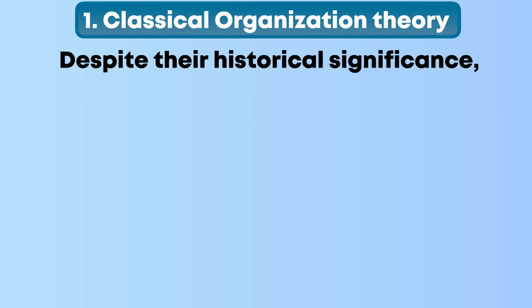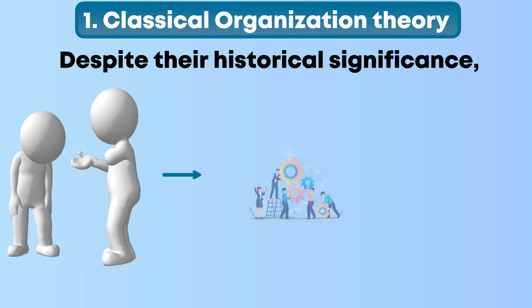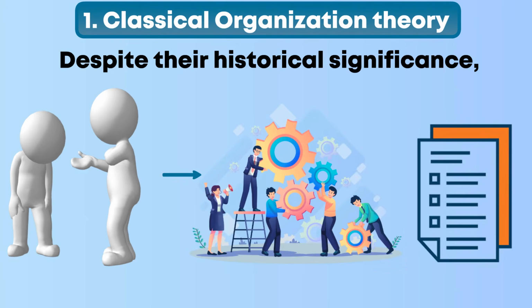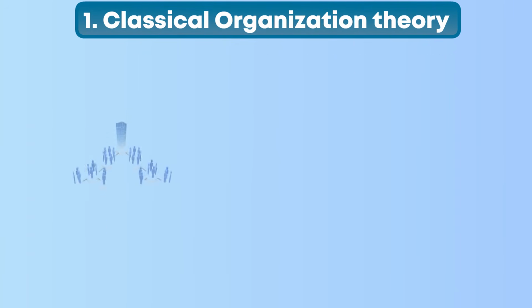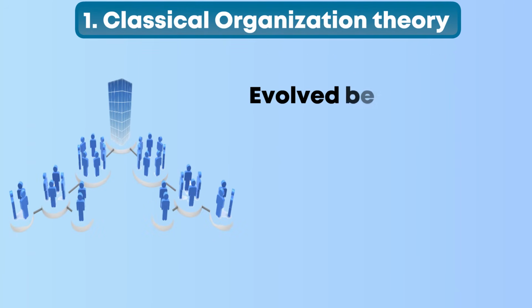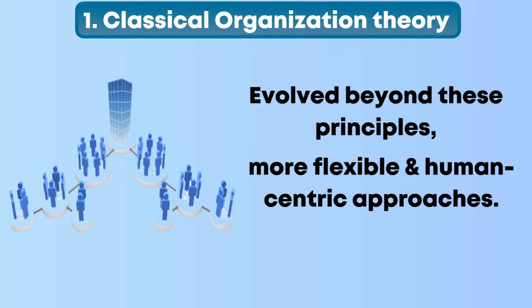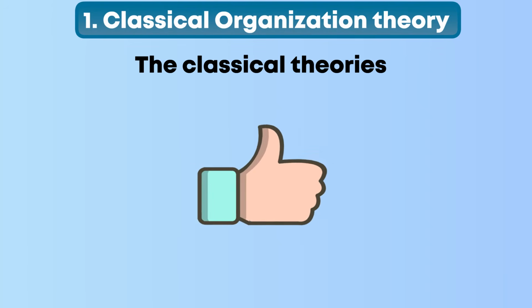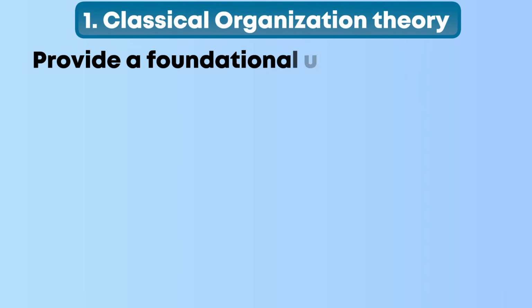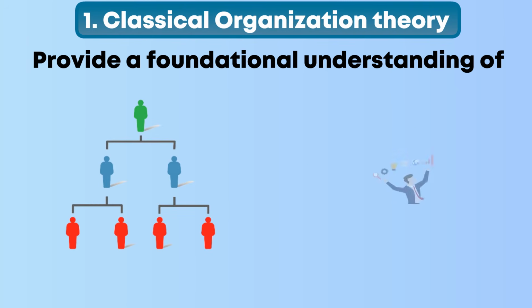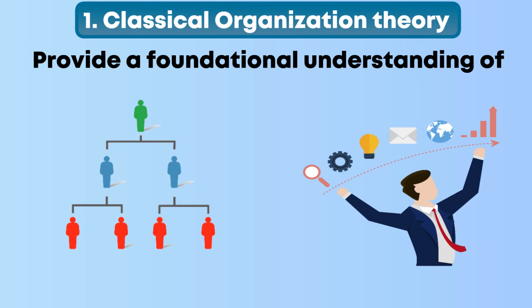Despite their historical significance, classical organizational theories have been criticized for their mechanistic and overly prescriptive nature. Many contemporary organizations have evolved beyond these principles, incorporating more flexible and human-centric approaches to management. However, the classical theories remain influential and provide a foundational understanding of organizational structure and management practices.